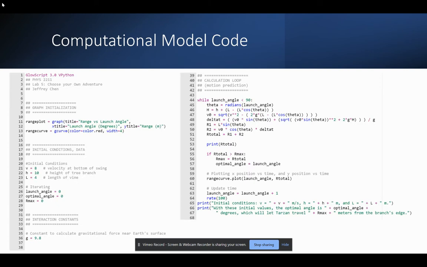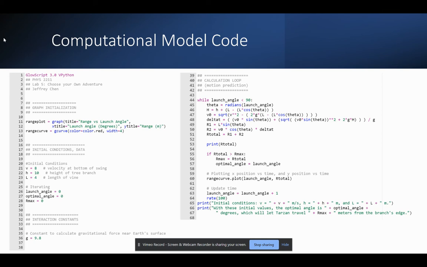Now for the computational model code, this was created so I didn't have to calculate the optimal angle using every single whole number degree. So the computational model creates a graph, range plot, and then creates a slope on the graph, range curve. It also defines V, H, L, launch angle, optimal angle, and R max, as well as G, the gravitational constant.